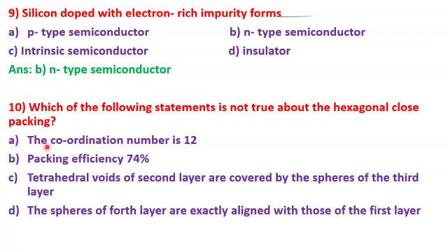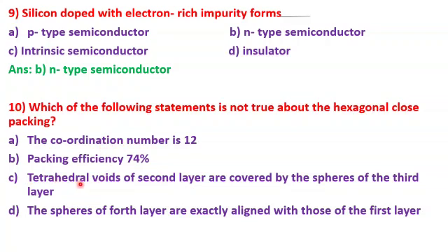Option A, we should consider the coordination number is 12. It is correct, matching the hexagonal close packing structure, which has a coordination number of 12. Option B, packing efficiency is 74. Obviously, you know that in hexagonal close packing the packing efficiency is 74. So this is true. Options A and B are eliminated.